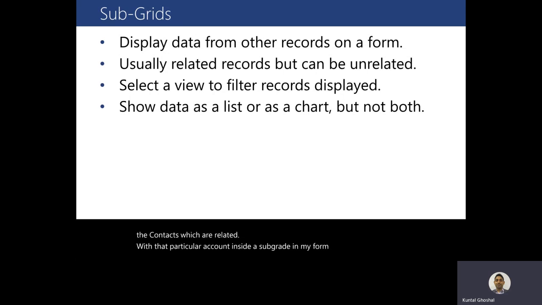Usually we display related records, but there can be situations or scenarios where you want to display unrelated records as well. When you are defining a subgrid, you need to choose a particular view or a filter criteria, depending on which you want to display the subgrid. And then you also need to choose the format in which you want to show the data, whether as a list or as a chart, but you cannot have both at the same time.